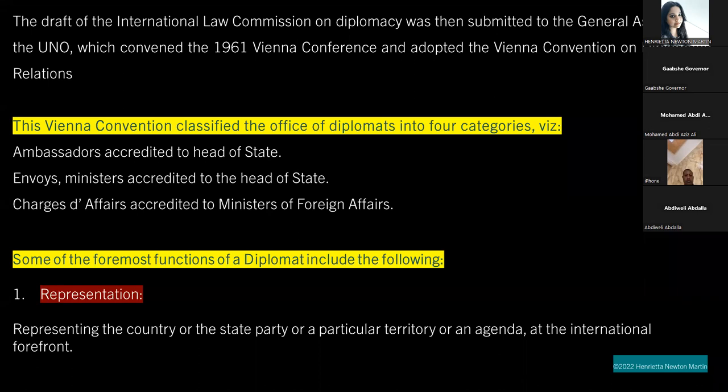What are the important functions of a diplomat? Just a reminder, in case we get disconnected, please join back.